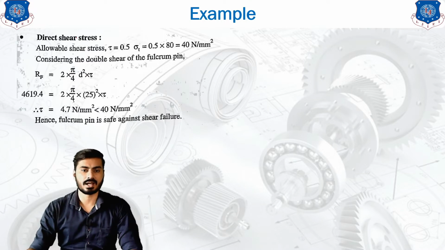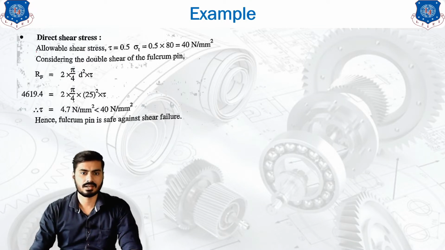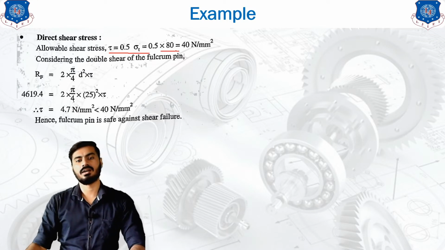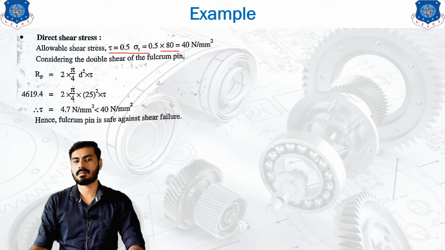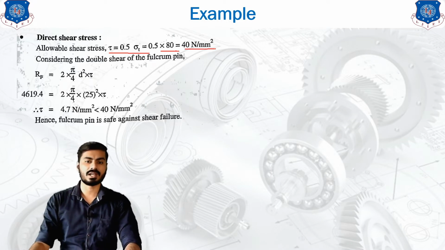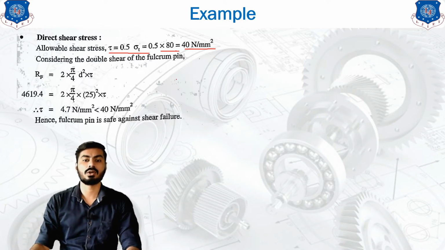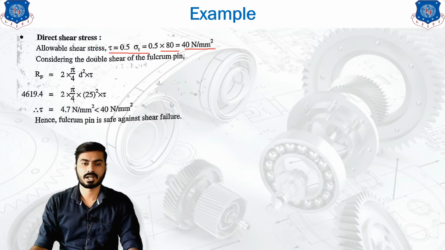The allowable shear stress is tau equals 0.5 times sigma t. Now we have the value of sigma t, that is 80 Newton per mm square. So we have the given tau, that is 40 Newton per mm square. Now our calculated tau should be less than 40, otherwise it will not be safe during working conditions.